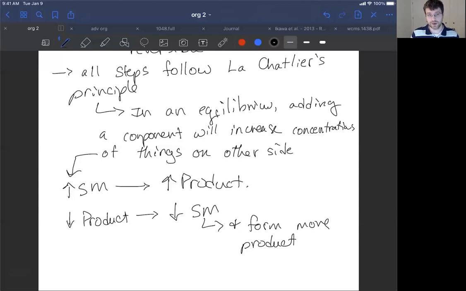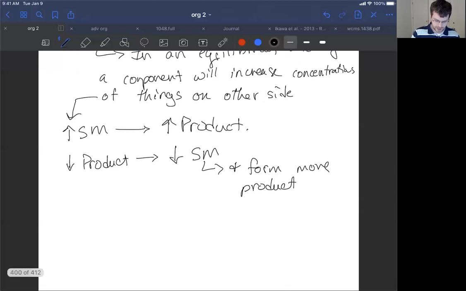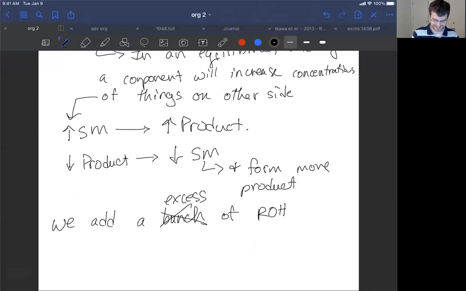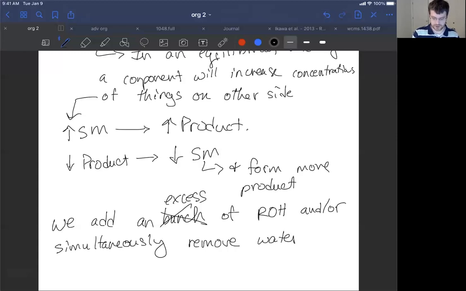Now, alternatively, we could just add one of the starting materials in huge excess to drive the reaction over to the product. So anyway, Le Chatelier's principle is at play here, and all steps are reversible. So typically what we do is we add a huge excess of ROH, and or simultaneously remove water. What we'll look at in future lectures is how we can reverse the process of acetal and ketal formation by adding additional water to the reaction.